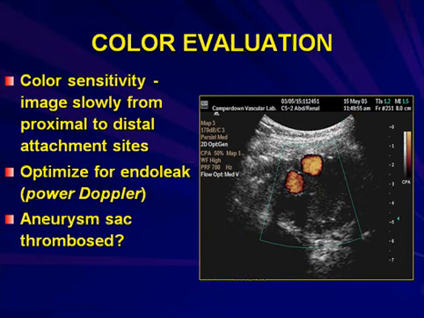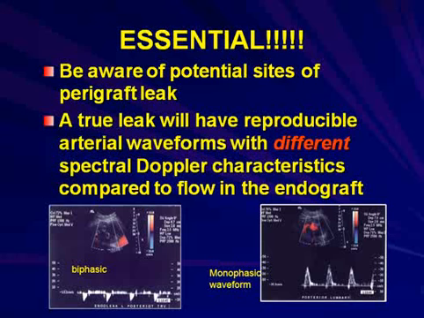The color sensitivity should be very high, and we're going to image slowly from proximal to distal, from one attachment site to the other, optimizing for looking for endoleak and looking at the thrombus and making sure that that is a thrombosed site. We need to be aware of those potential sites of perigraft leak. A true leak will usually have different arterial waveform characteristics than that of what's in the graft, unless the graft is the origin of the leak.